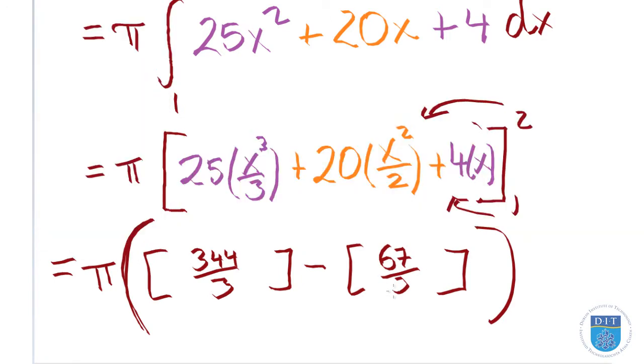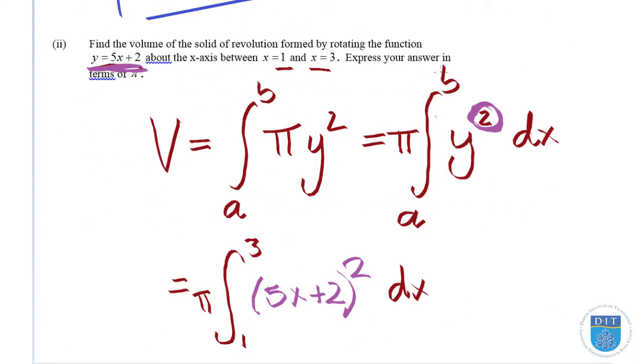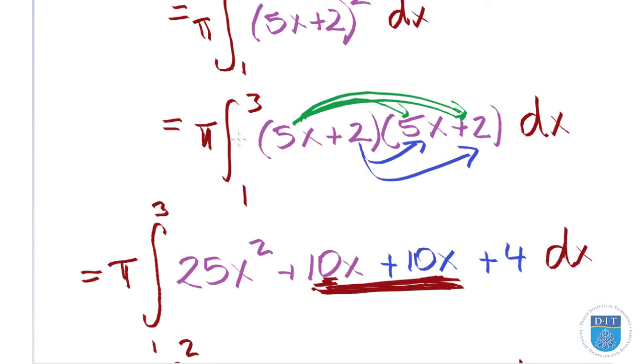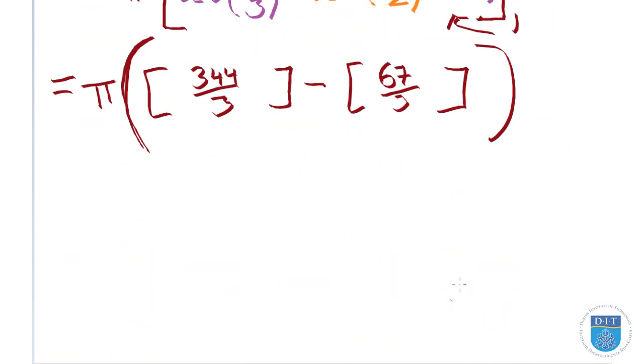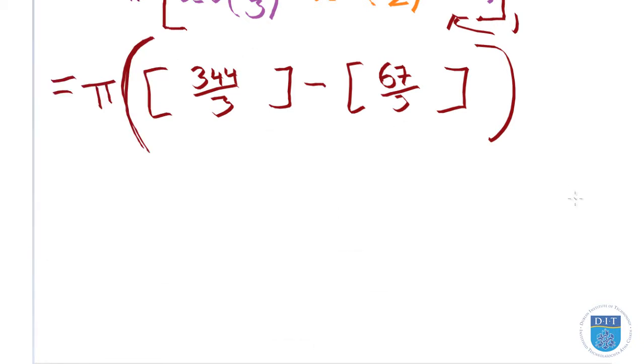Now, just be careful that this question asks us to express your answer in terms of pi. I scribbled out over it, sorry. So don't worry about the pi, just evaluate those numbers and keep the pi in your answer. So the numbers are 344 over 3 minus 67 over 3, which is 277 over 3. So I'll keep the pi outside, and in the brackets 277 over 3.